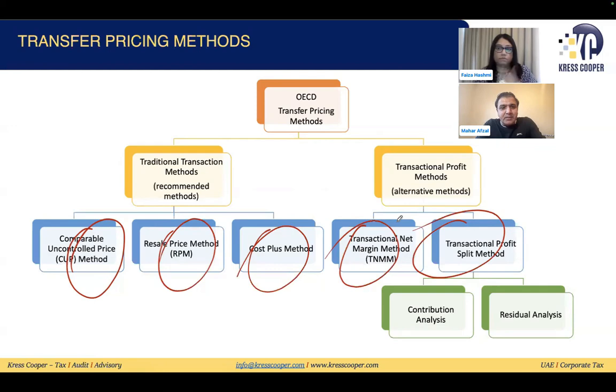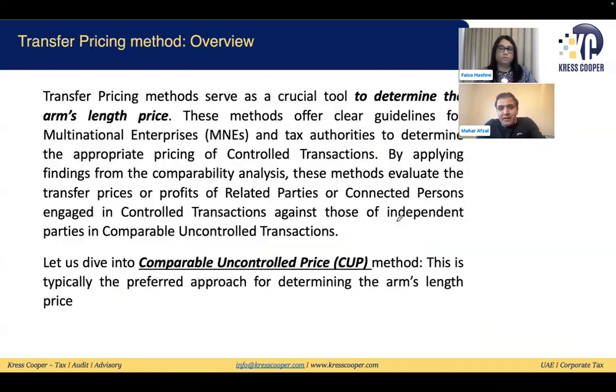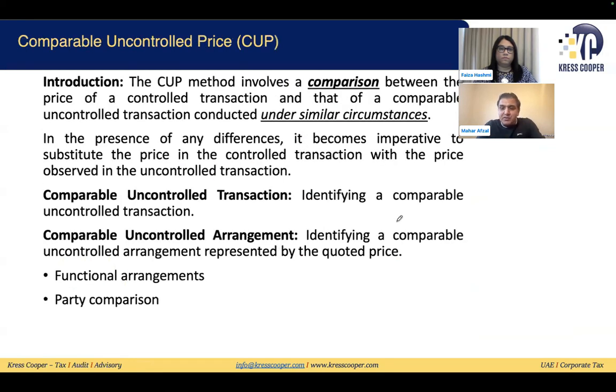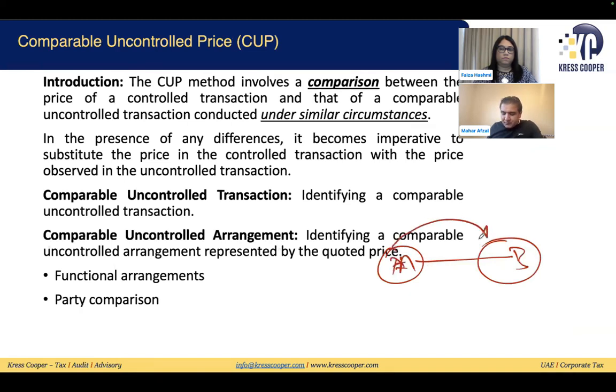We are going to discuss the comparable uncontrolled price method. What is the comparable uncontrolled method of transfer pricing? Just look into this example. There is one party A. This party is selling goods to party B. Both are related parties. So what is the price that A is charging B?